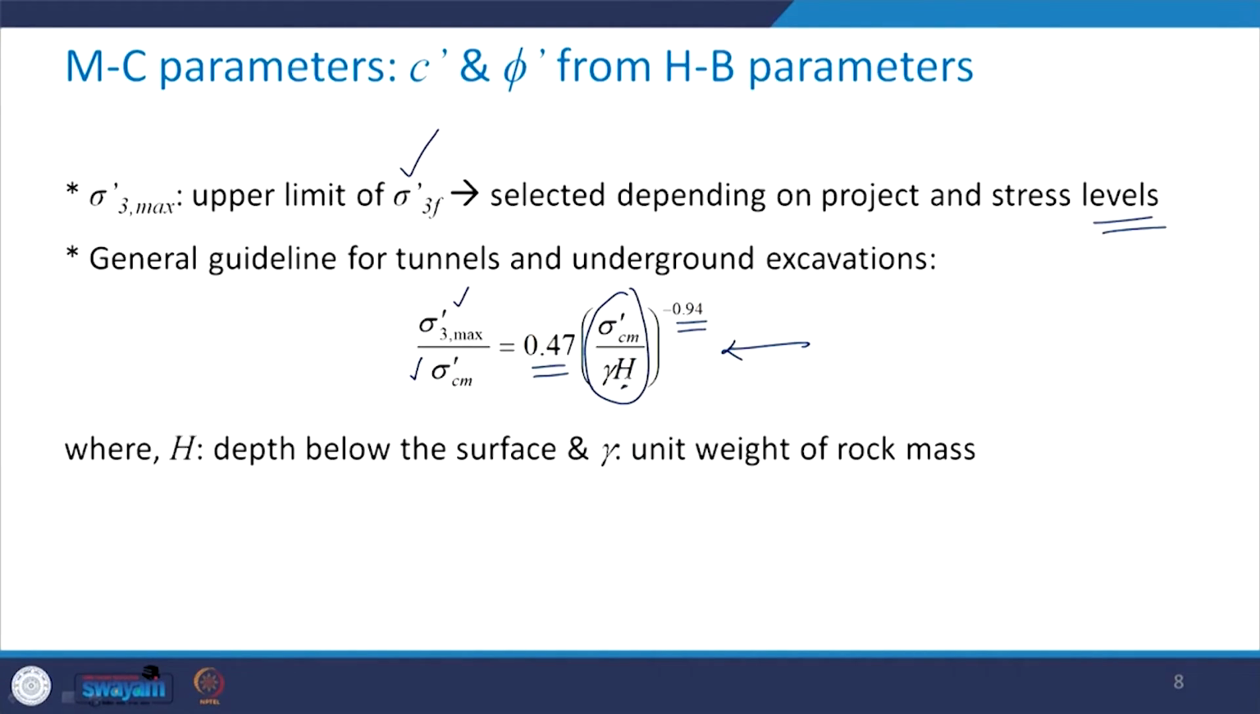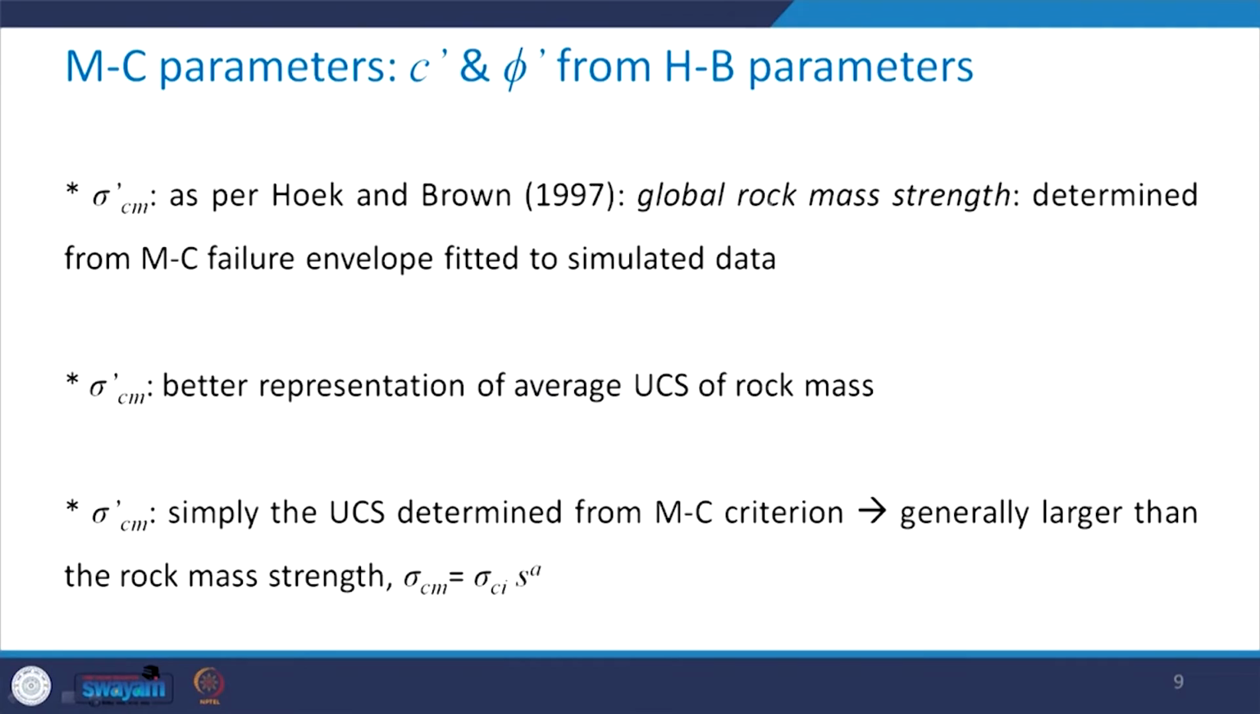This h here is the depth below the surface, that means the depth of the overburden for these tunnels or underground excavations, and gamma is the unit weight of the rock mass. Sigma Cm prime, as per Hoek and Brown 1997, is defined as the global rock mass strength, which can be determined from the Mohr Coulomb failure envelope fitted to the simulated data. So, this sigma Cm prime gives us a better representation of the average UCS of the rock mass.